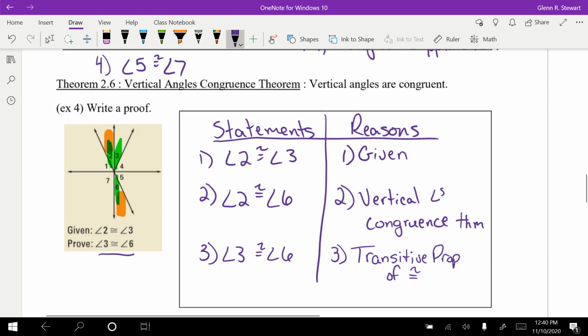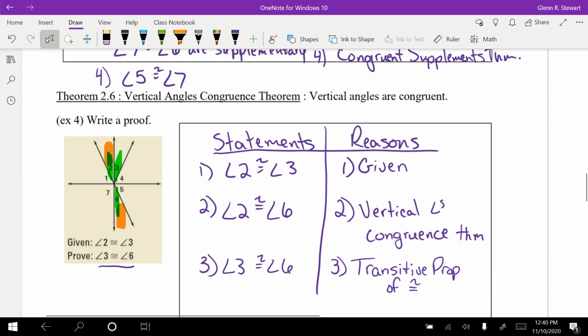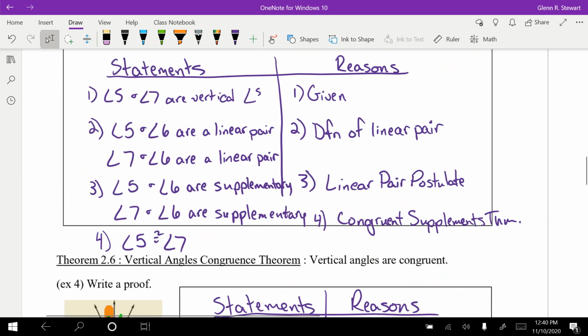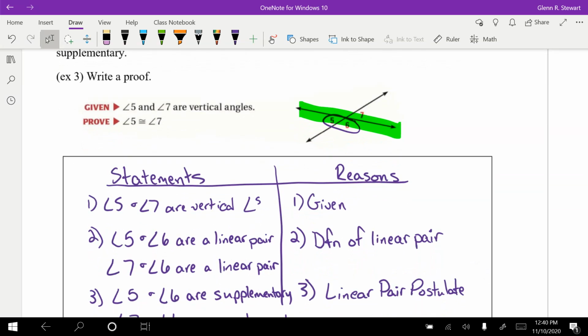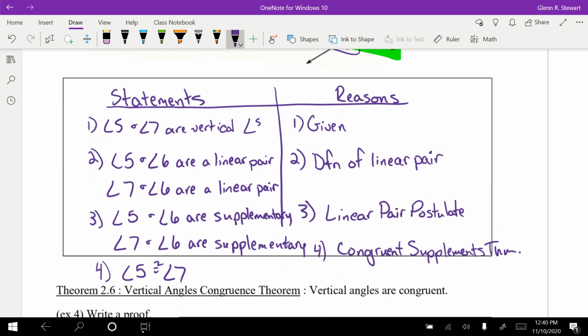Now take a look. Wouldn't that have been really nice to know in that last example 3? Because check it out. What are we trying to do? It says angle 5 and angle 7 are vertical angles. Angle 5 is congruent to angle 7. This literally could have been done in 2 steps. Angle 5 and angle 7 are vertical angles. Given. Angle 5 is congruent to angle 7. Vertical angles congruence theorem. So by knowing these different types of theorems, we can actually shorten our proofs to be a little bit easier.